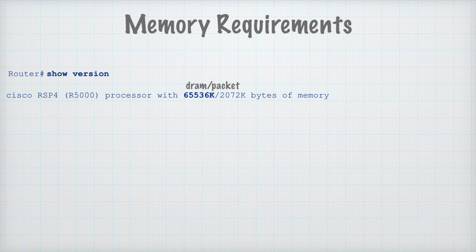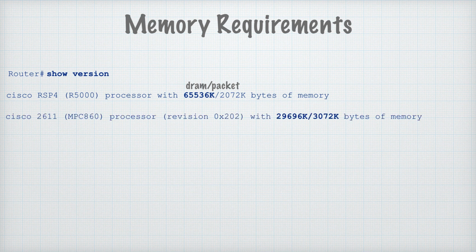Example 1. Separate DRAM and packet memory. Some Cisco routers have separate DRAM and packet memory, so you only need to look at the first number. This shows that the router has 65,536 kilobyte, or 64 megabyte, of DRAM.